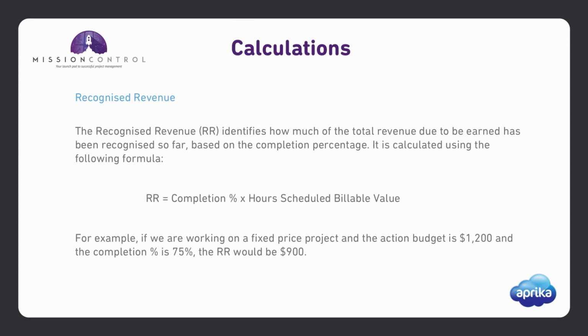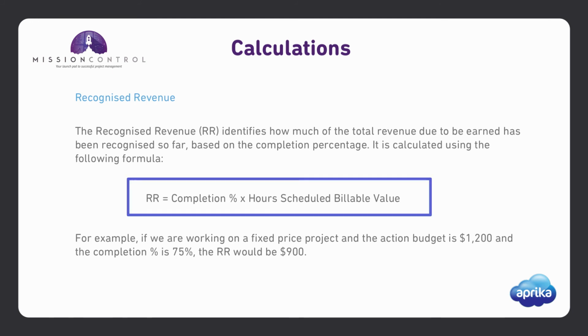The recognised revenue identifies how much of the total revenue due to be earned has been recognised so far based on the completion percentage. This is calculated using the completion percentage multiplied by the hours scheduled billable value.